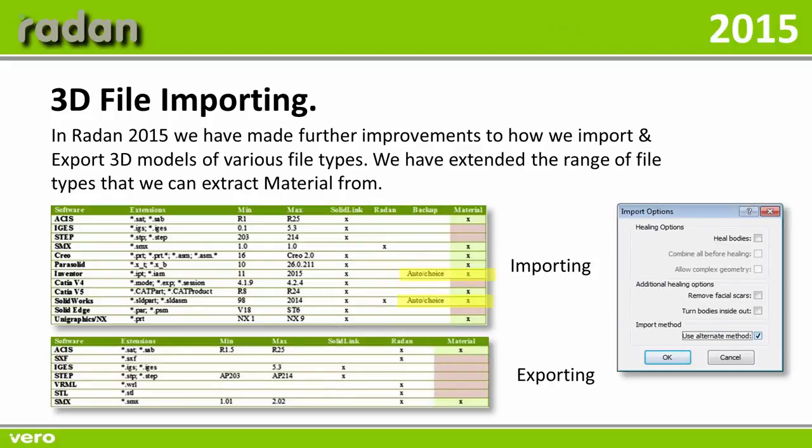You can see here I've highlighted the two file types that have this alternative method of importation. Now, if you've imported files and you know that the alternative works best, what you can do with your File Import Options dialog box is tick this box to always use the alternative method to import your files.